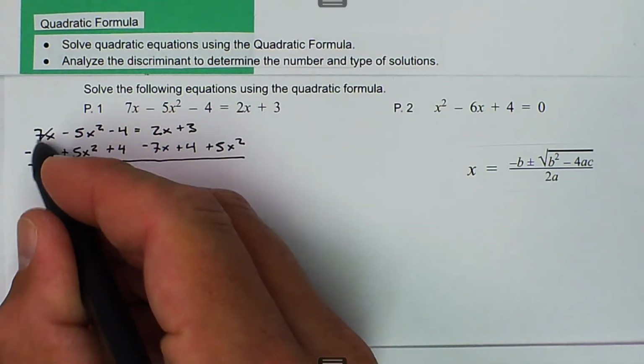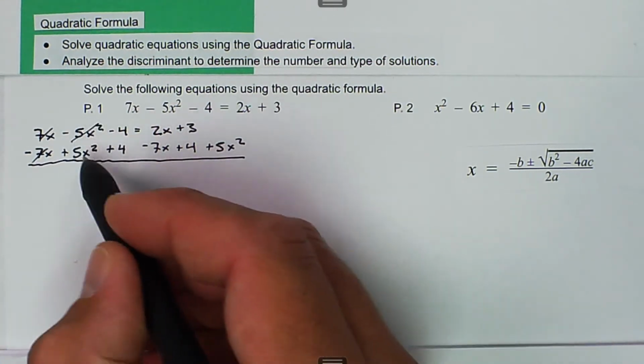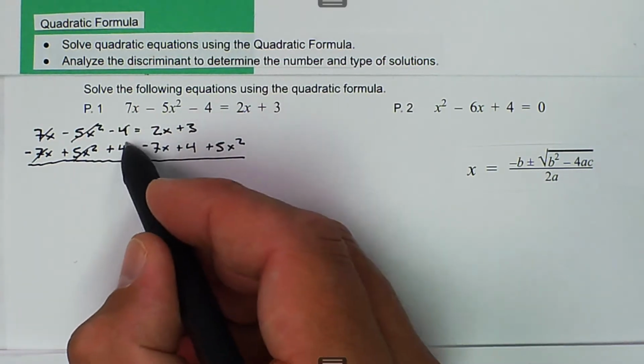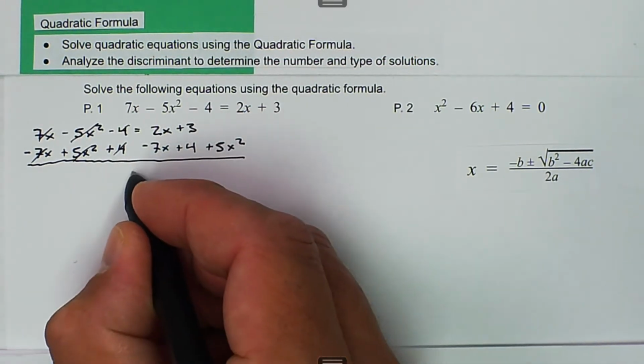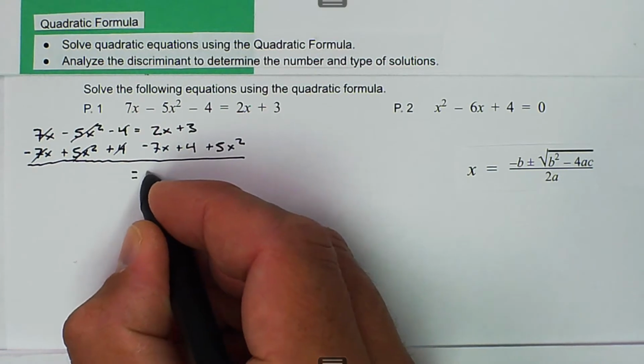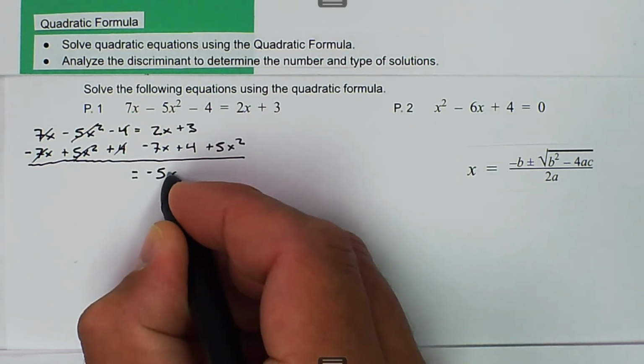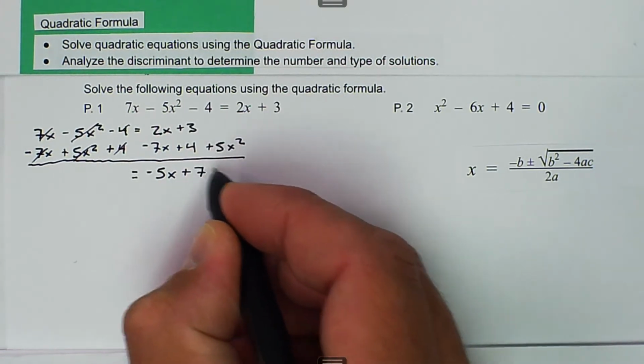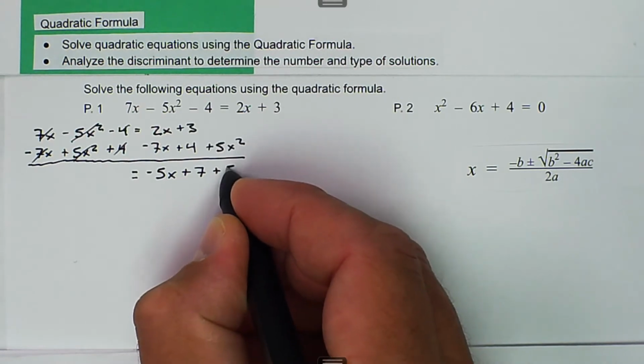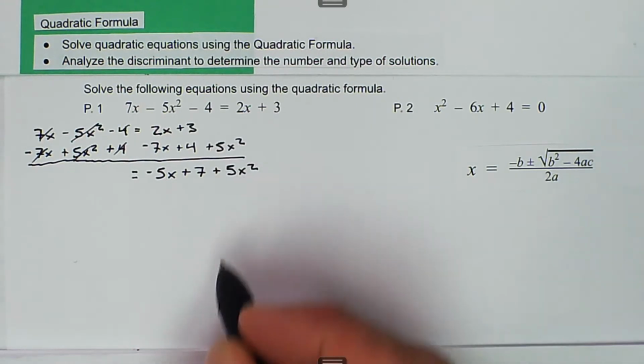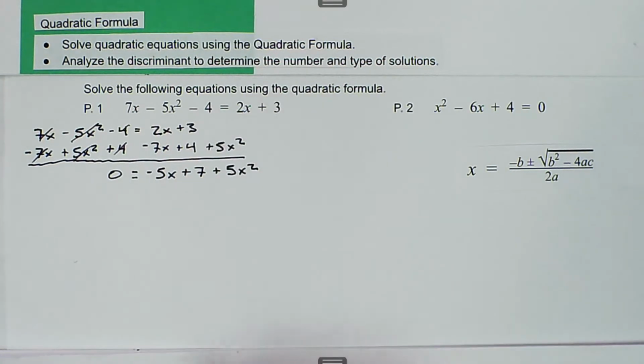So positive 7 and negative 7 cancel. Negative 5 and positive 5 cancel. Negative 4 and positive 4 cancel. And so we're going to be left with negative 5x plus 7 plus 5x squared, and that's going to be equal to 0.